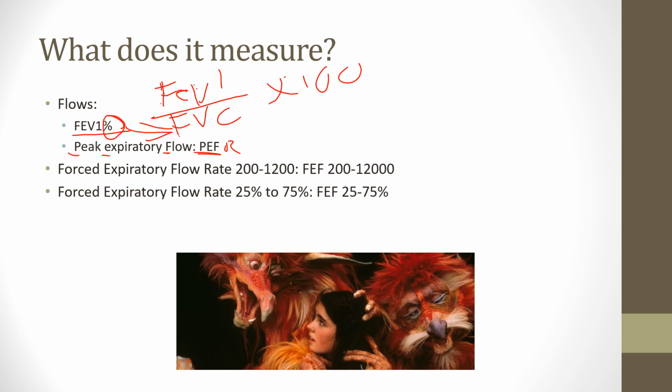So forced expiratory flow rates, there's two of them that we can get. We have one that's called the 200 to 1200. And then there's one that's called the forced expiratory flow rate 25 to 75%. So the short version of these, and yes, I know, you love this because there's alternate ways that it can be put on there. The 200 to 1200 is also known as the FEF 200 to 1200, or the 25 to 75% is the FEF 25 to 75%.